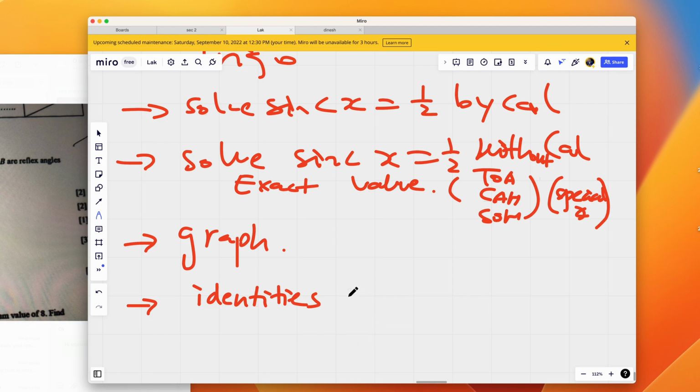Actually, for the identities, you need more practice, because identities make use of all the formulas on the formula sheet. Basically, an identity is like going from this format to that format, and you somehow change it.